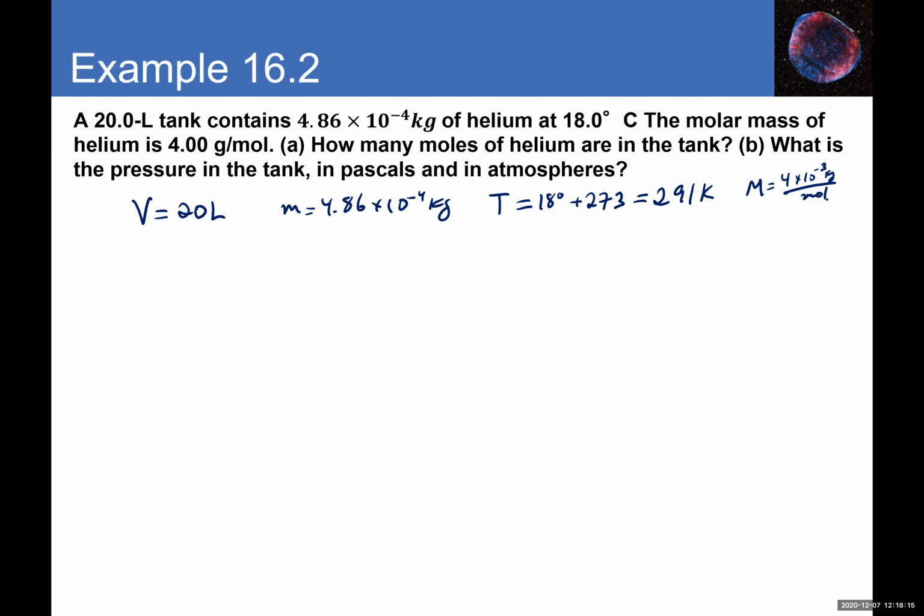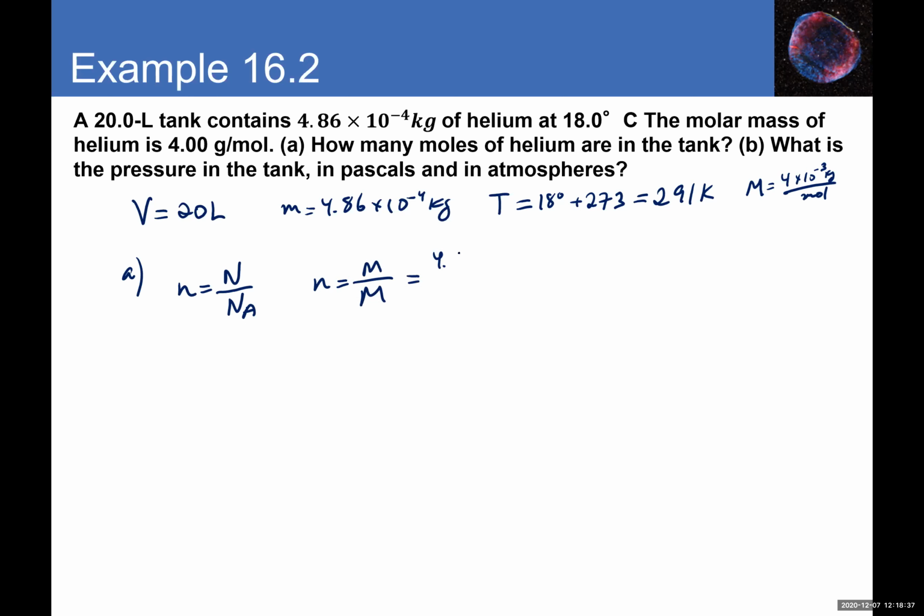All right, so then for part A, it says how many moles of helium are in the tank. Remember, there are two equations for the number of moles: total number of molecules over Avogadro number. Avogadro number I always know, but in this case, I don't know what the total number of molecules is. So I go to the second equation, total mass over the molar mass. Now that one I have.